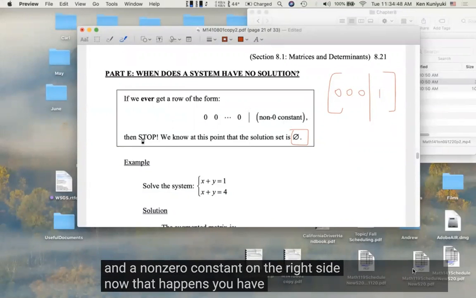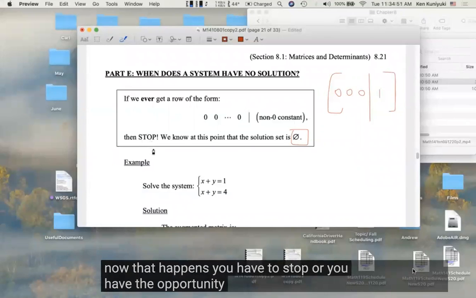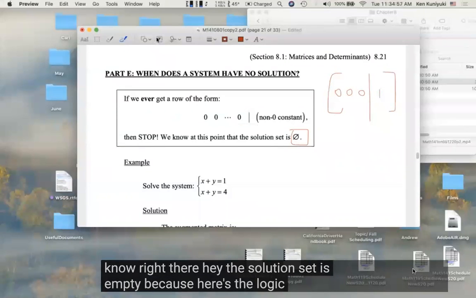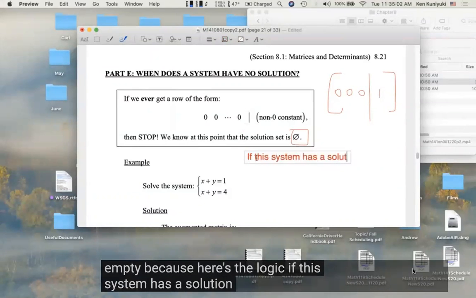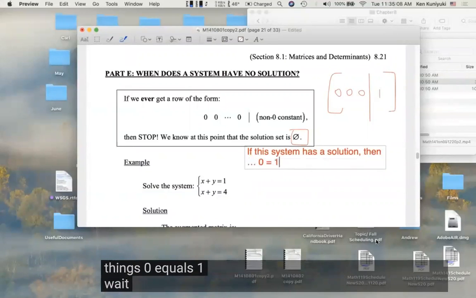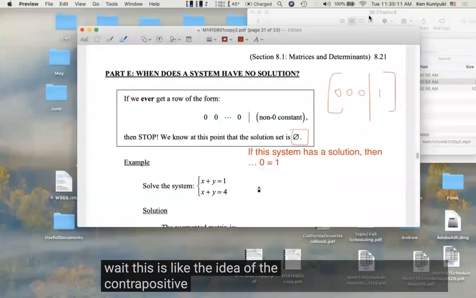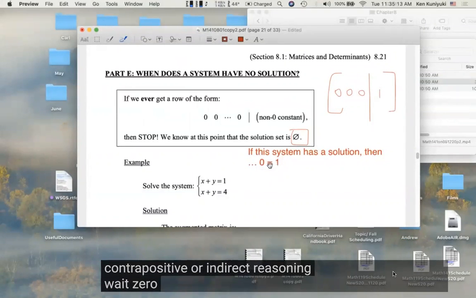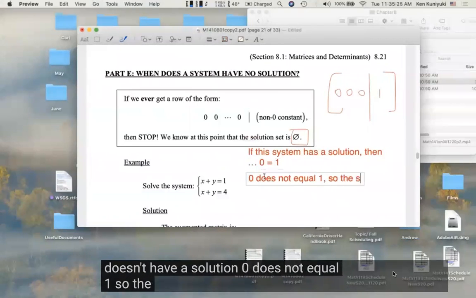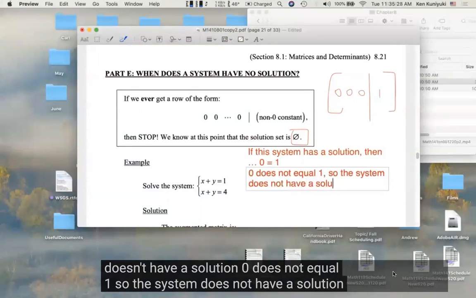When that happens, you have to stop, or you have the opportunity to stop, and you know right there, hey, the solution set is empty. Because here's the logic. If this system has a solution, then, among other things, 0 equals 1. Wait, this is like the idea of the contrapositive or indirect reasoning. Wait, 0 does not equal 1. So the system doesn't have a solution.